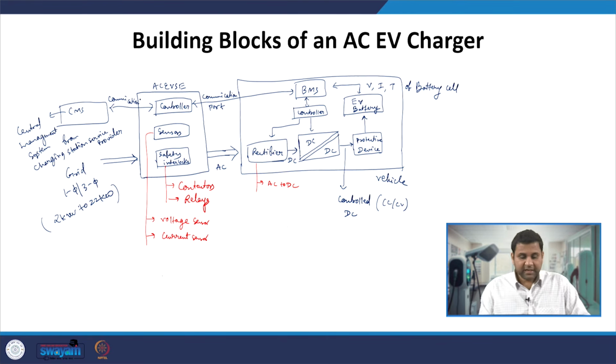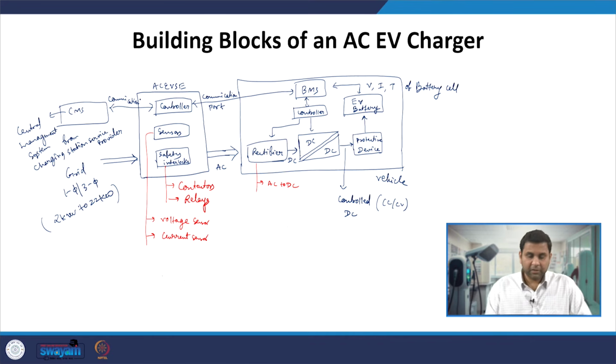So, in total if you see the building block of an AC EVSC, the AC EVSC comprises a dedicated controller, different sensors for metering, for providing information related to metering, as well as for protection, and safety interlocks to take required action whenever there is any fault, or whenever the vehicle demands that they do not want the charge, the battery is fully charged and they do not require any charging.